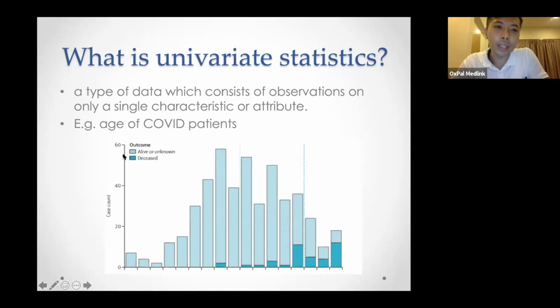We look at the number of individuals against the age on the x-axis. And we can see that the deceased patients, the ones that have passed away, are older than the ones that have been infected on average. So there is a huge range of age for those that are alive or unknown or infected with COVID. But for those that have died, these are the ones that are older.